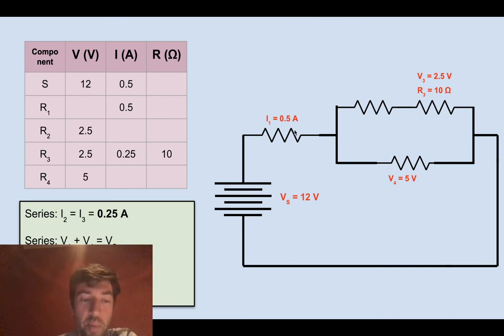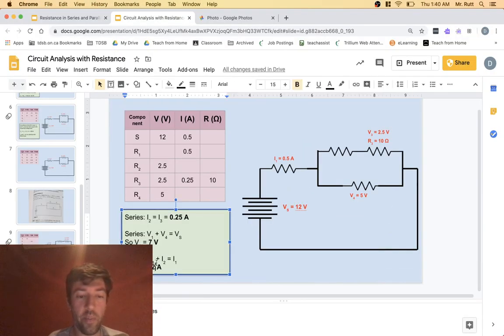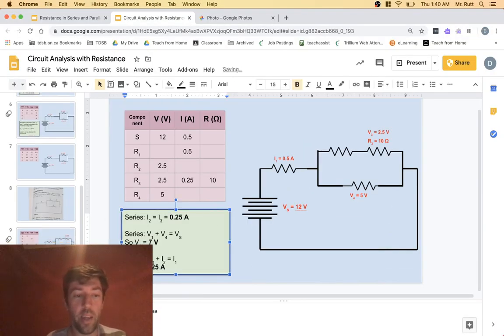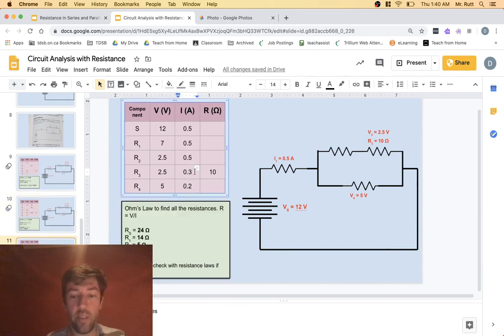And I'm assuming I made a mistake on that, which I will now fix. That should be 0.25, not 0.2. And go to the next slide. I'm going to fix these on the chart.